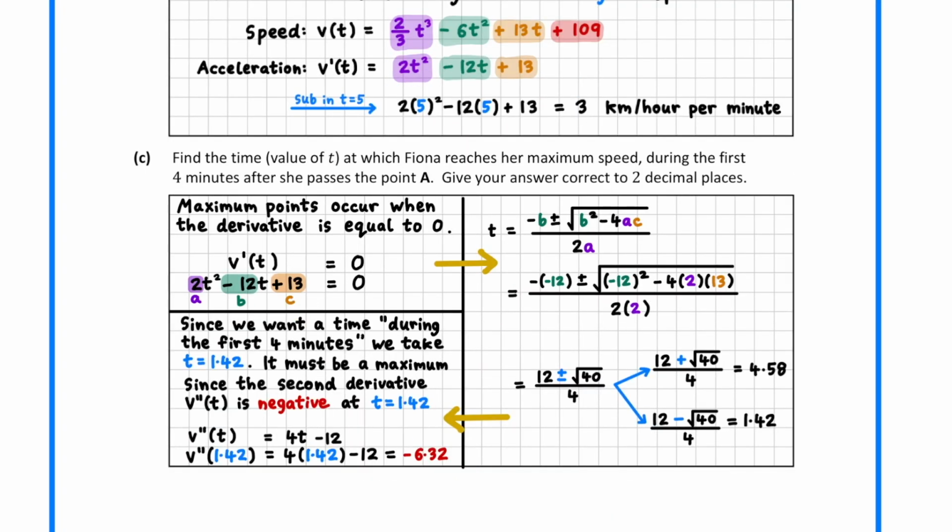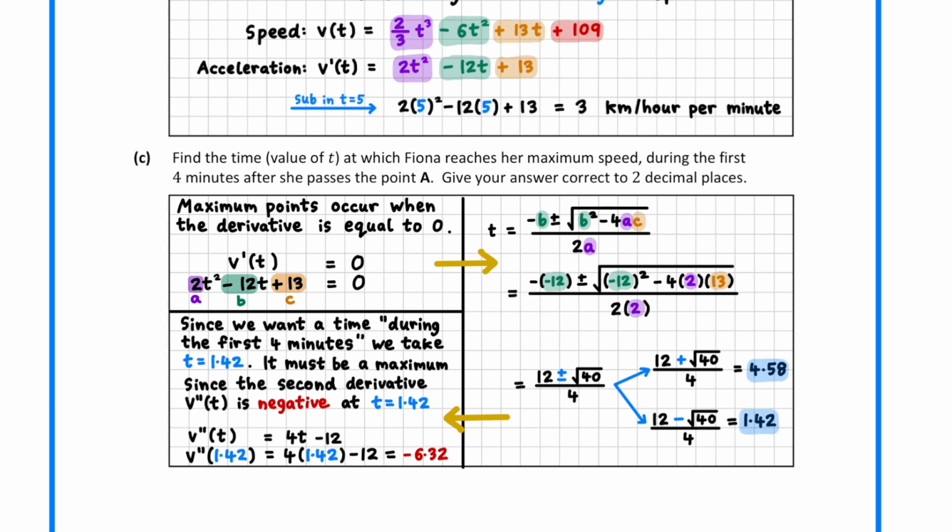In C, we must find the time in the first 4 minutes at which Fiona reaches her maximum speed. Maximum points occur when the derivative is equal to 0. We found our derivative in part B, so we can set this expression equal to 0. We're left with a quadratic expression, and this can be solved using the quadratic formula with A equal to 2, B equal to minus 12, and C equal to 13.